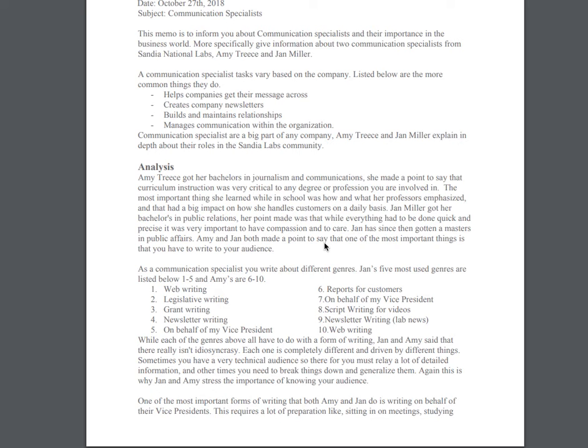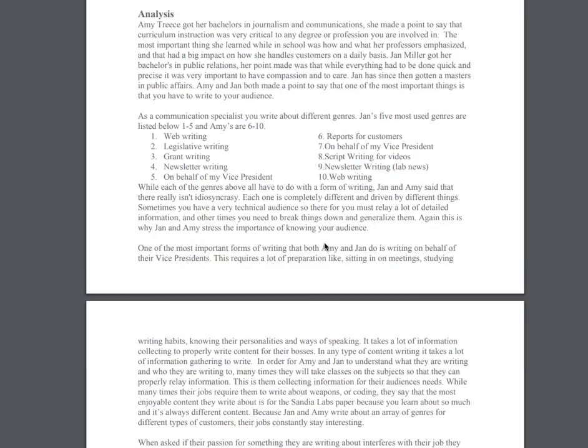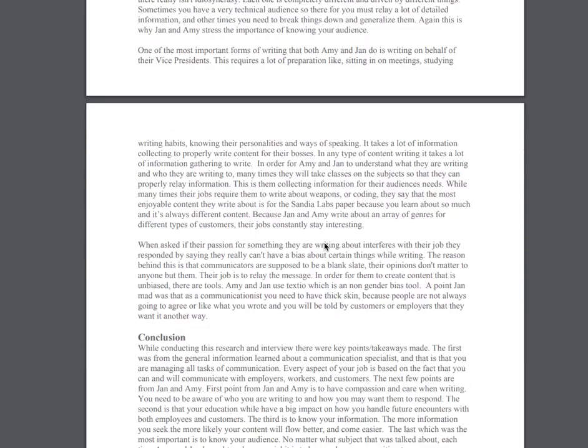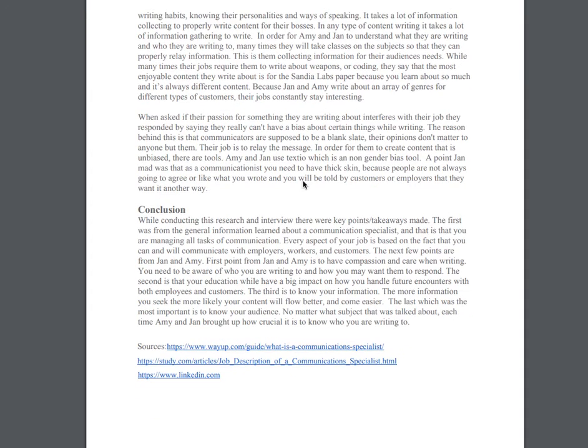The student moves into an analysis of what these 2 communicators do. The student begins the analysis by saying something about Amy's educational background, talking about Jan's background as well, summarizing some of the things that they said in the interview session that were most significant. And then the student moves into a little bit more analysis and some conclusion.